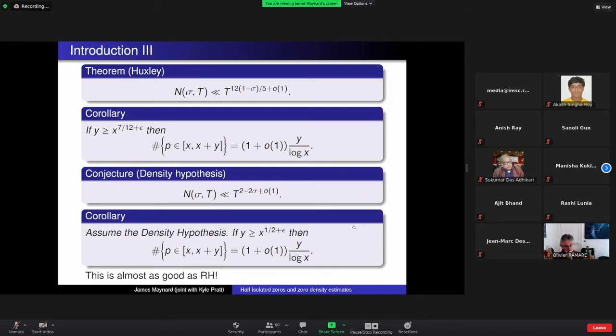So at least from the point of view of primes in short intervals, the density hypothesis seems like a possible substitute for the Riemann hypothesis, but we might hope that the density hypothesis is quite a lot easier to prove. And we can prove results in this direction which give us the best partial results. So this is Huxley's result, but unfortunately, the density hypothesis still seems difficult right now.